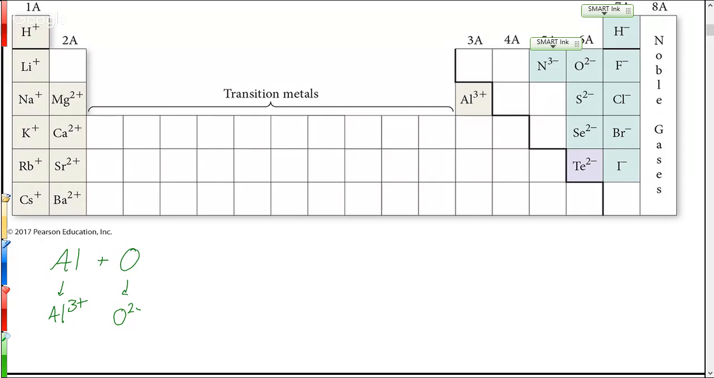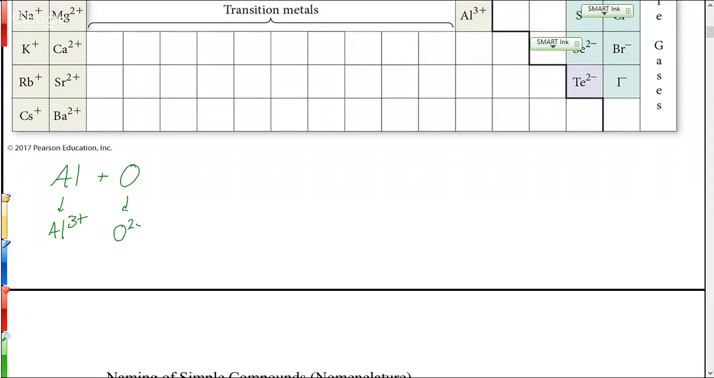You have to change both of them in order to bring the charges in line. We need the lowest common multiple, or the least common multiple, which is 6. So if we've got 2 3s and 3 2s, we can put those together to make Al2O3. And that's going to give us a 0 overall charge, +6 and -6.